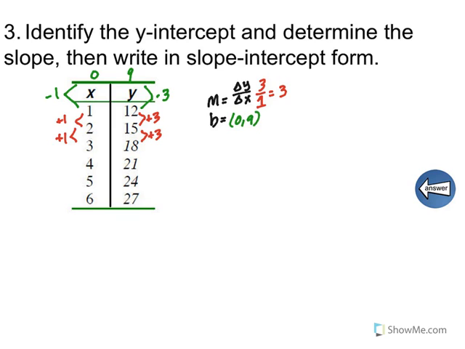And so now that we have the slope and the y-intercept, we can write our equation in slope-intercept form. So remember, slope-intercept form is y equals mx plus b, our m, our slope being 3, our y-intercept b being 9, and so our slope-intercept equation would be 3x plus 9, or y equals 3x plus 9.